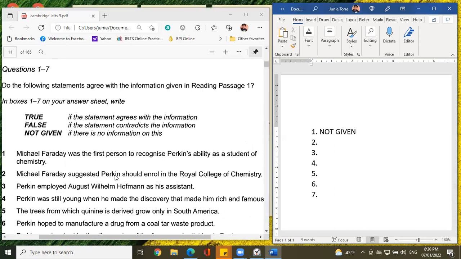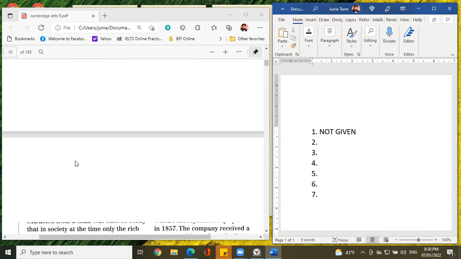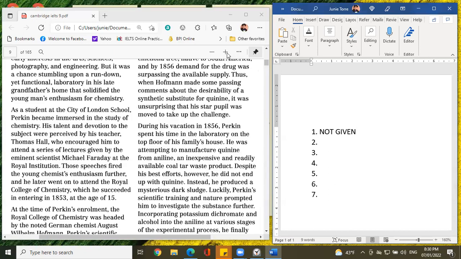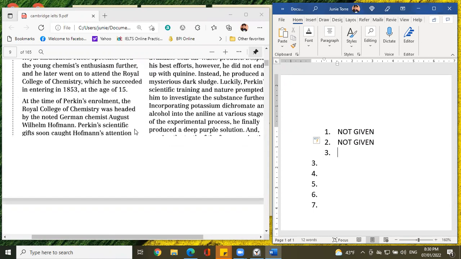Wala eh. Wala sa akin yun. So, not given ulit. Correct? It's another not given. And then, wait. There. Okay, what's happening? There. Okay. Two not givens in a row.